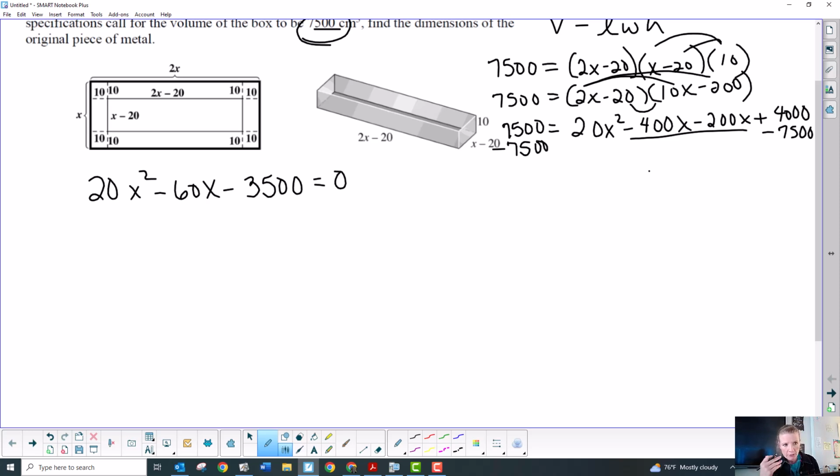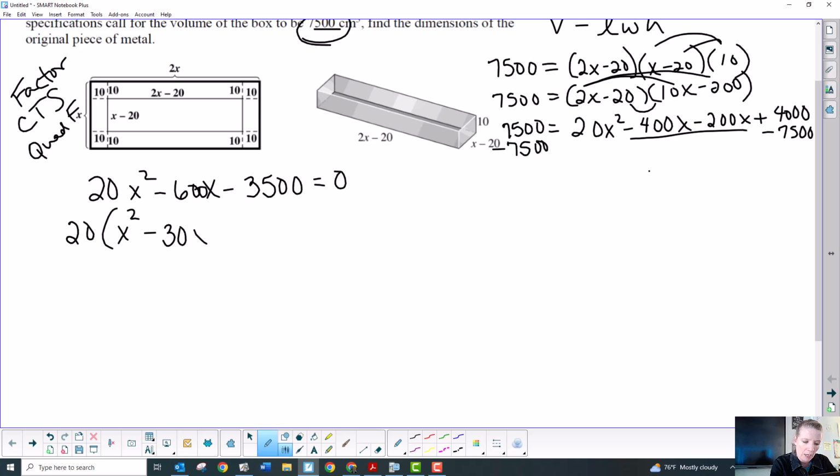And remember, there's basically 3 ways. You can factor, that's the easiest. You can complete the square, or you can use the quadratic formula. All will give you the answer, but usually one of them is easier than the others. So I'm just going to factor out a 20 and see what happens. If I take out a 20, I would have x squared minus, oh, and that's 600, not 60, 30x minus 175 equals 0. And I'm going to factor that.